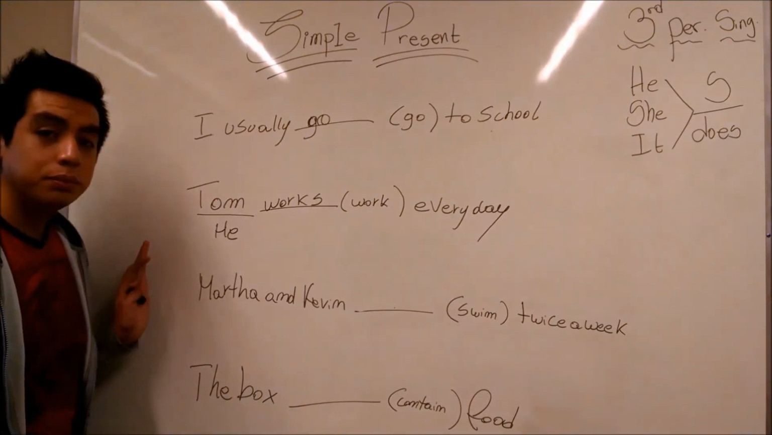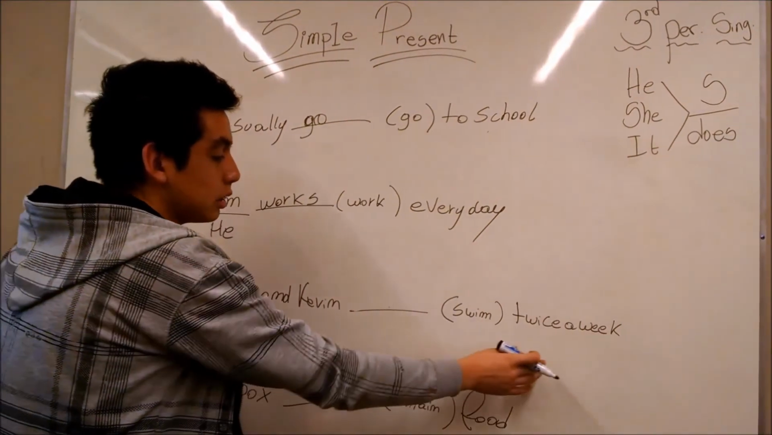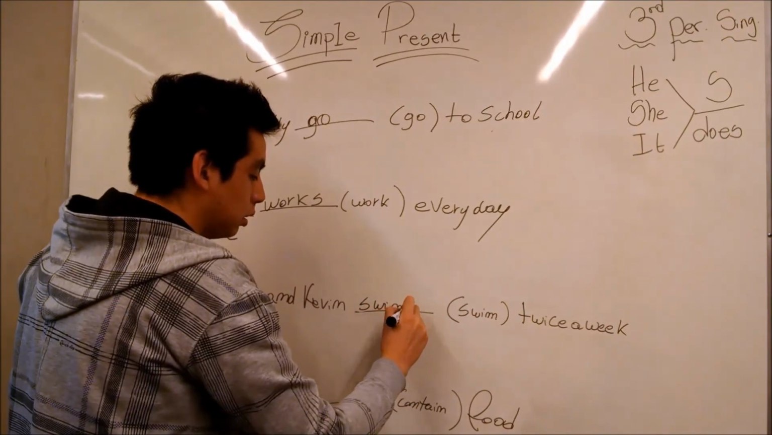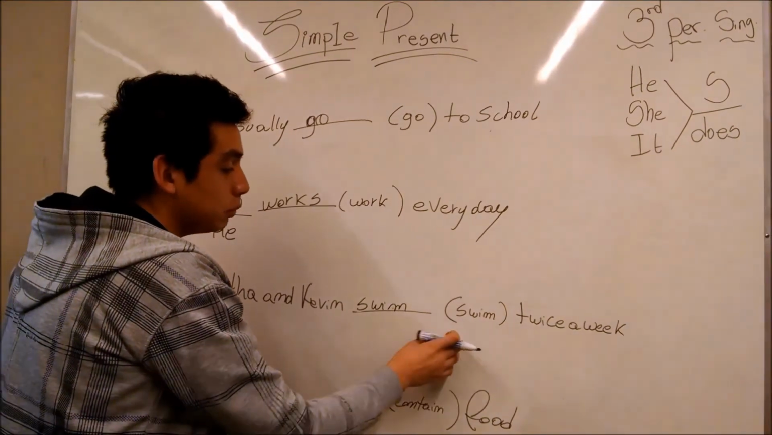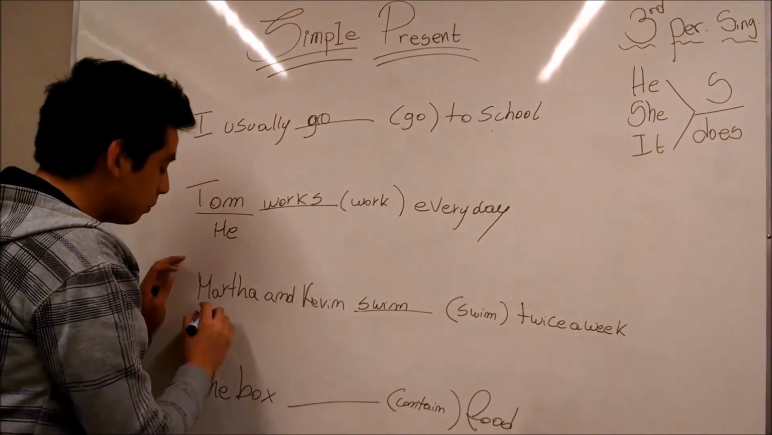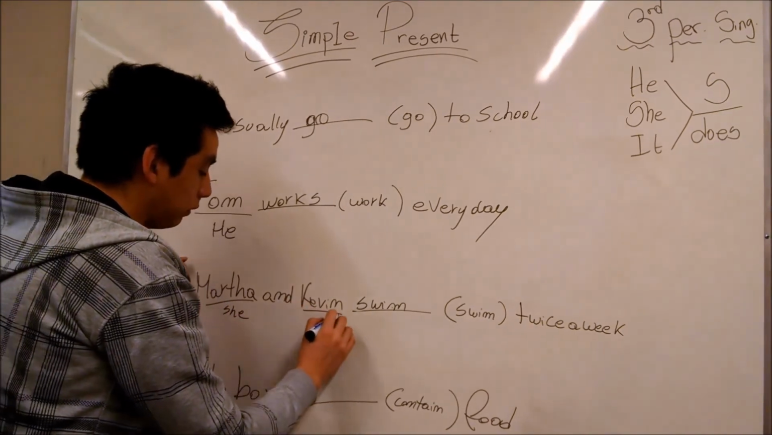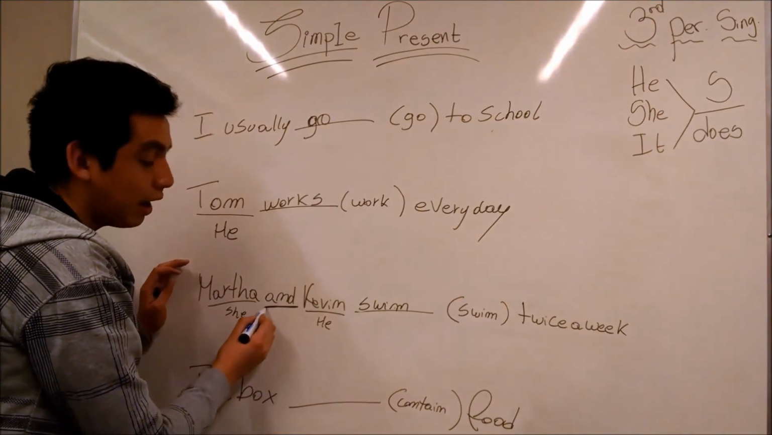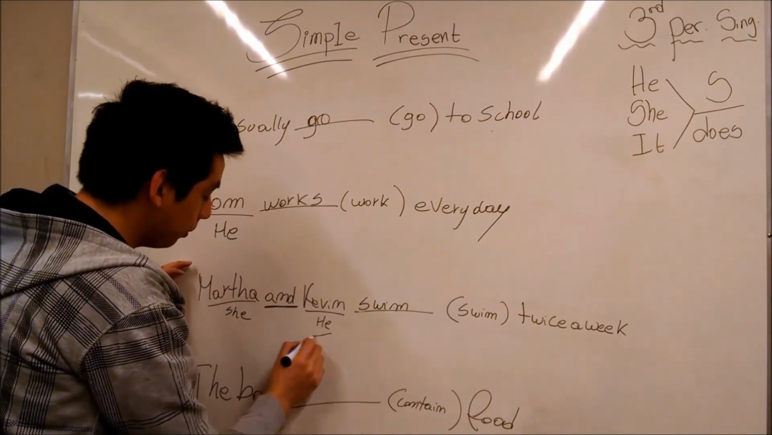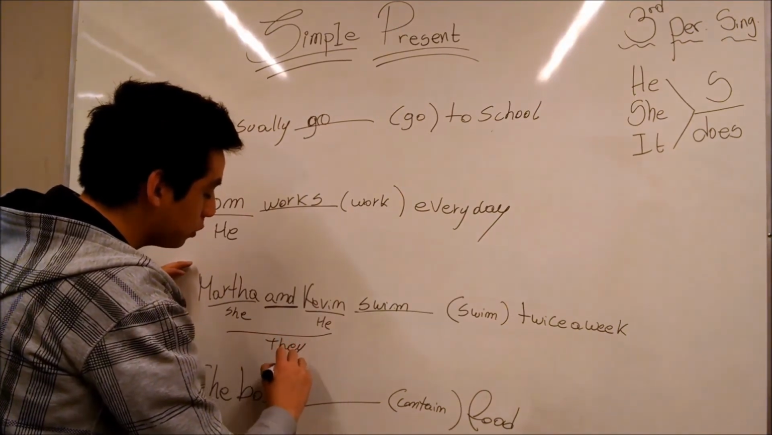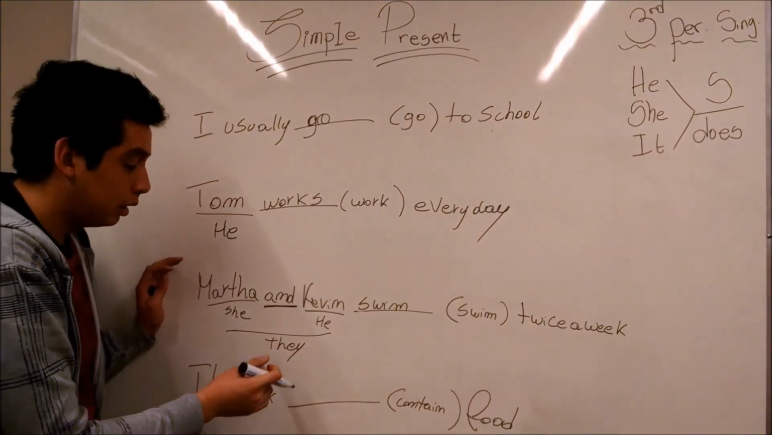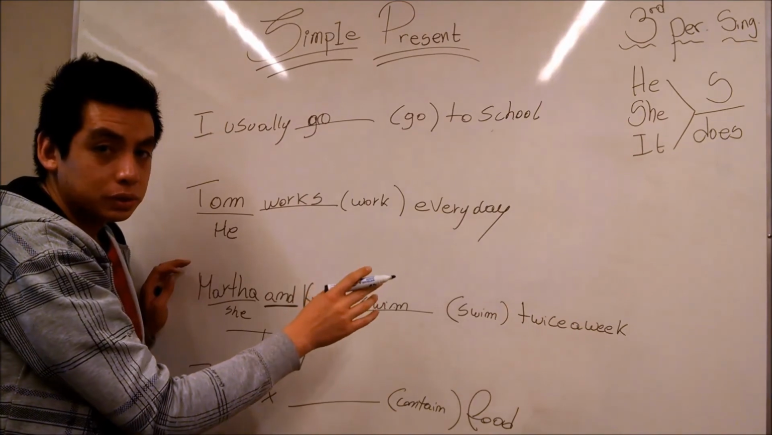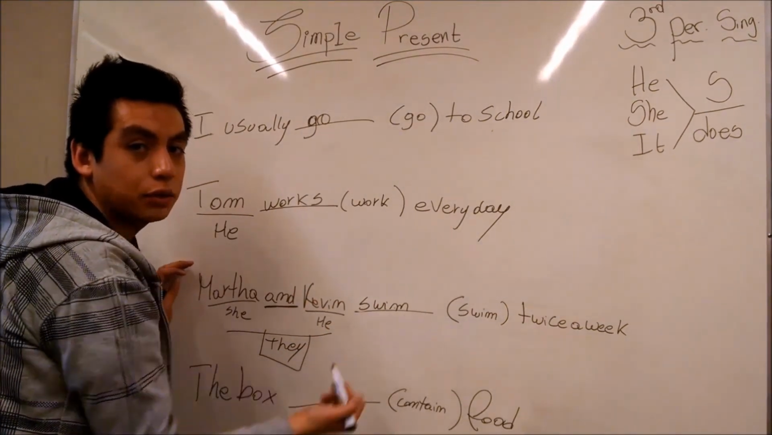Okay? Then we have: Martha and Kevin twice a week. In this case, we're going to use swim. Martha and Kevin swim twice a week. In this case, Martha is she and Kevin is he. But because we have and in here, both of them can be replaced by they because we're talking about two people. Okay? So because of they, we don't use the third person singular. So we don't put the s at the end of our verb.